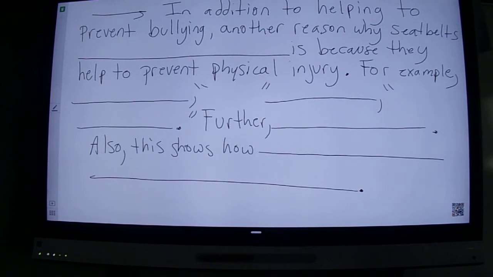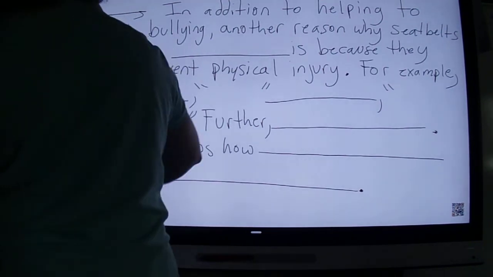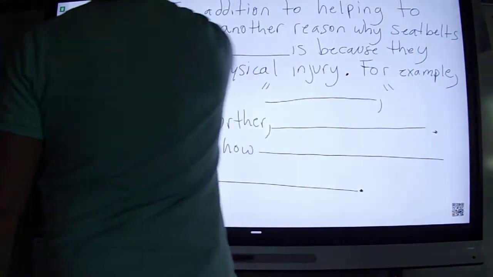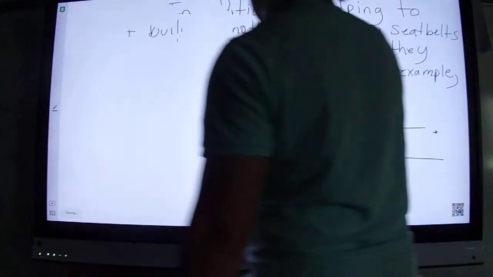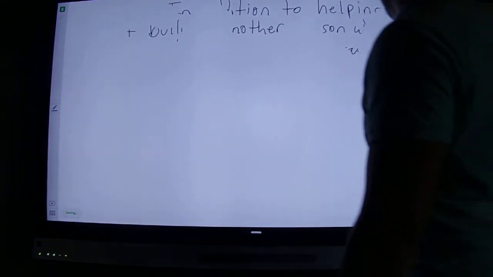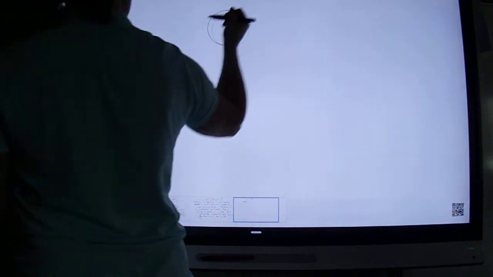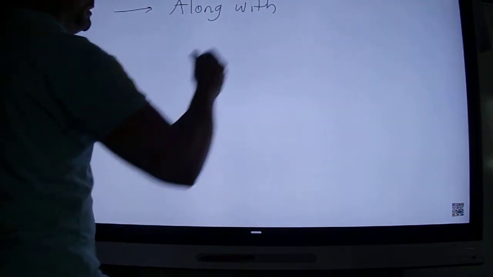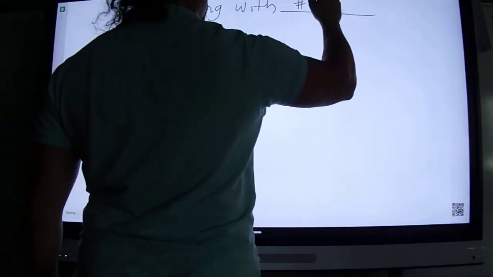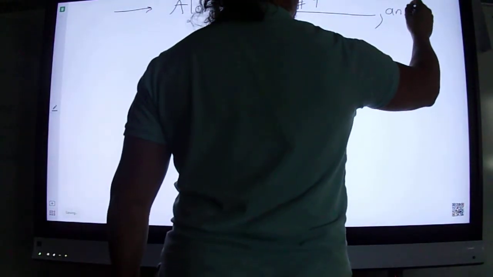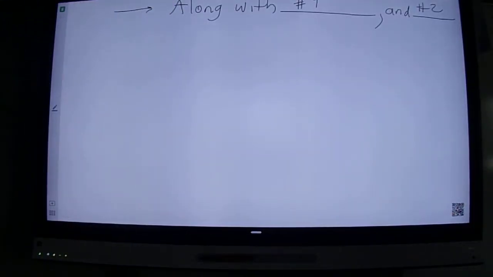Take a look. Now we move on to our fourth paragraph, which is the longest. Now you might say, why is it the longest? Well, it's the longest because you have to mention the first two reasons and then transition over to the third. So there's a little more writing involved with the transition. So let's do it. Indent along with, right? Along with, we're going to mention reason number one, preventing bullying, progressive. And mention number two, right? Helping to prevent physical harm, right?